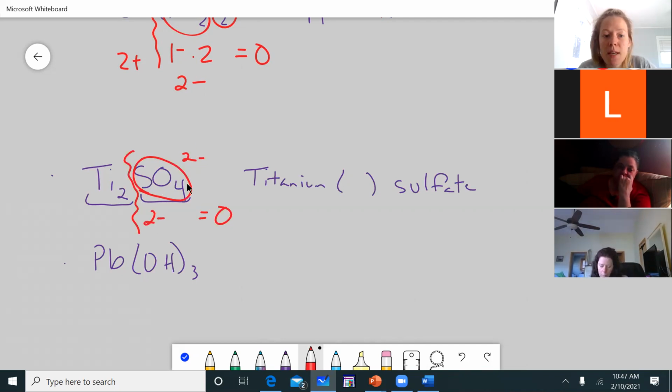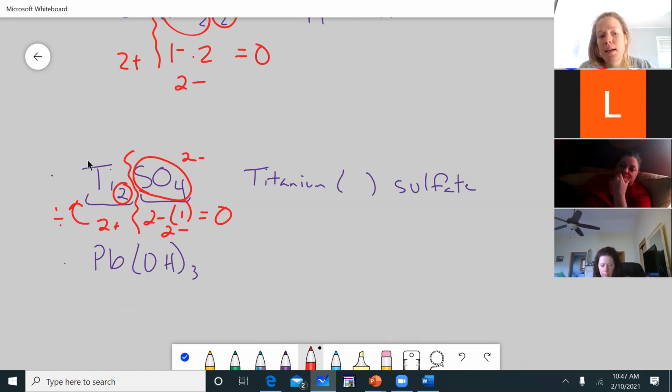So 2-, how many sulfate packets do we have? We only have one of them. So that is an overall 2- charge. So what does the charge have to be over here? It has to be a 2+. But how many titaniums are there? There's 2 titaniums. So I have to always divide by the number of metals I have. Now, a lot of times you only have 1 metal, so you don't have to go through that process, but here we do. We have to take this 2 and we have to divide it by 2 titaniums.